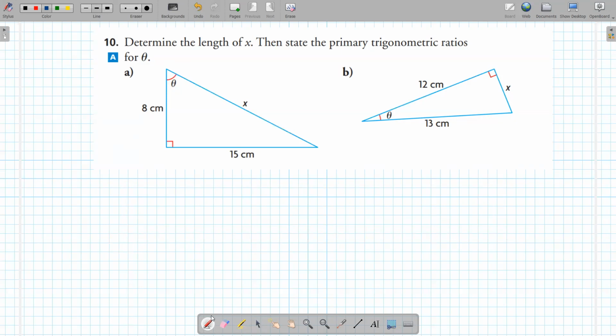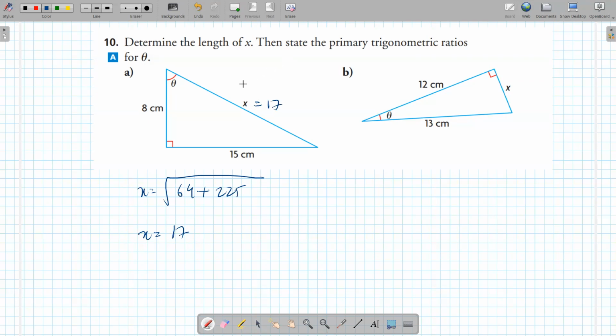Well, for the first one, you can just use Pythagoras, right? That's it for the first one to find x, because you already know two of the sides. It's just going to be 64 plus 225, square root of that. Yeah, that is 17. So x is 17. Easy as that.